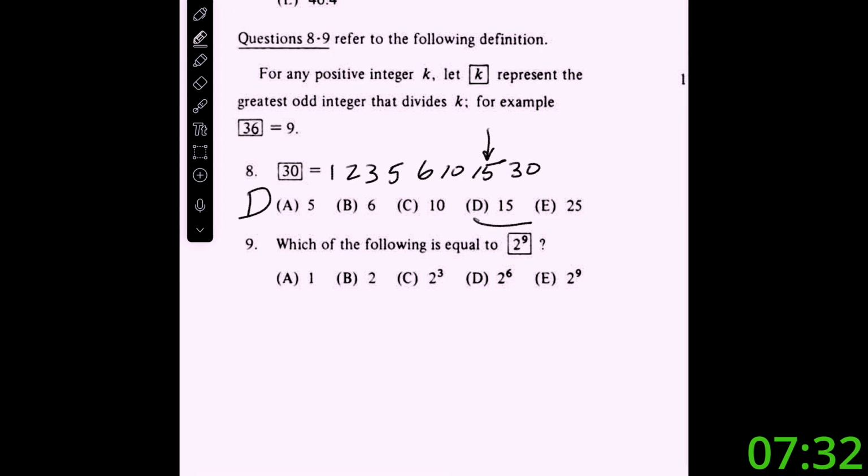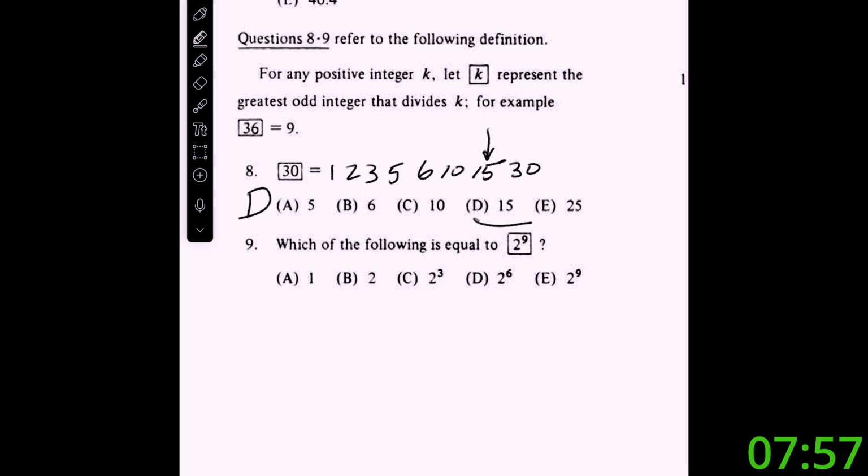Which of the following is equal to 2 to the 9th with a box around it? Okay, well, in this one, they want you to realize that 2 to the 9th, 2 times 2 times 2, 9 times, whatever that number is, and I don't have a calculator, so I'm not going to do it, but all the factors are even, right? Its prime factorization is 2 times 2 times 2 and so on. There's no way to get an odd number. So the only odd factor of 2 to the 9th happens to be 1. So A is the only answer that makes sense.